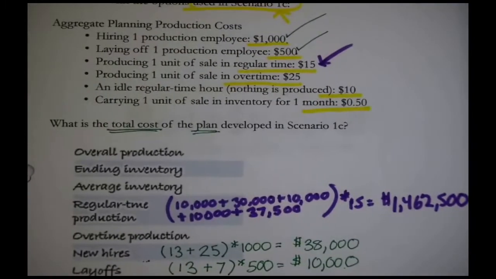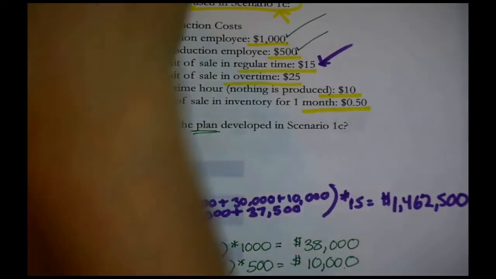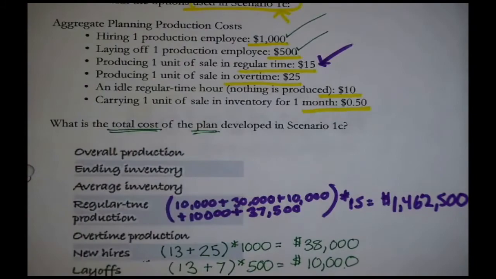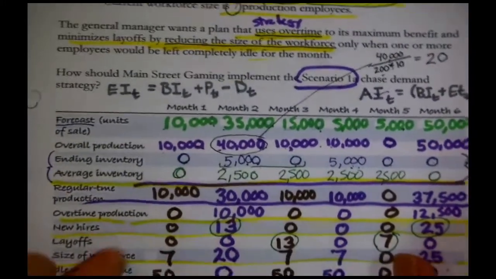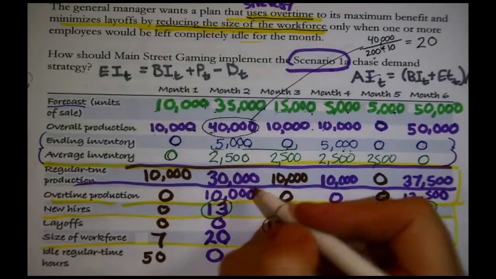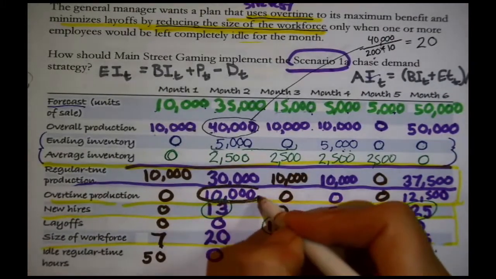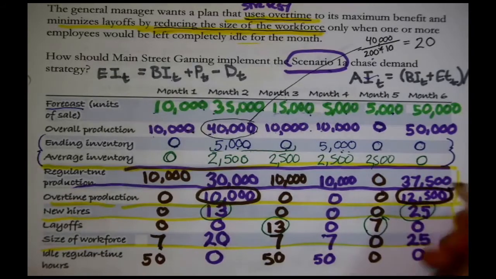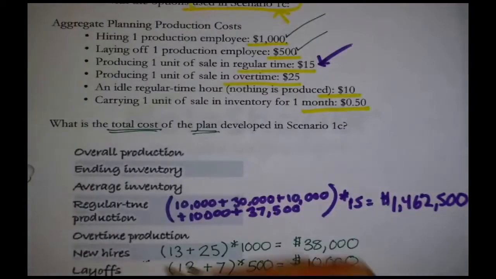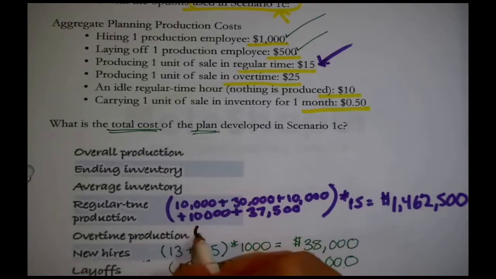Producing 1 unit of sale in overtime. Did we use any overtime? Oh, overtime. Yes, we did overtime. I see in the second month we're working some overtime, and in the sixth month we're working some overtime. So these are the two numbers that I need to include in the invoice.